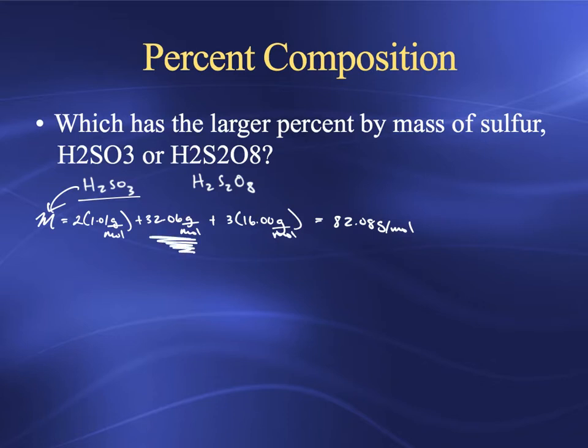And if I want the percent composition of sulfur, well, this is all the mass due to sulfur right there. So if I want the percent sulfur, that's going to be 32.06 grams per mole divided by the molar mass of the whole compound, 82.08 grams per mole times 100. So for this first one, 32.06 divided by that number times 100, we get 39 point, and we'll just round this to the tenths place, 39.1% sulfur.